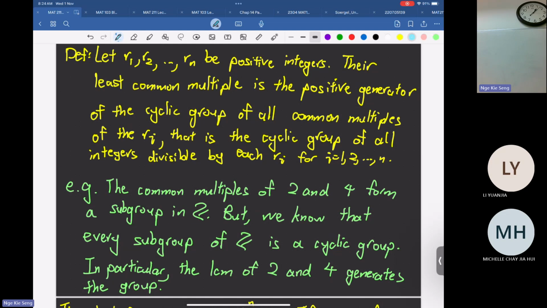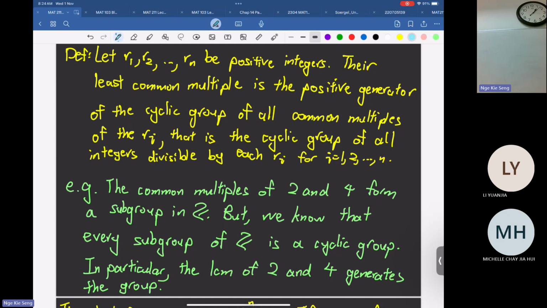So I give an example here. For example, let's say I want to find the least common multiple of 2 and 4. Use your normal knowledge. What's the least common multiple of 2 and 4? It is 4. So how do I see this from a group point of view? I consider all the common multiples of 2 and 4. What are all the common multiples of 2 and 4? 4, 8, and then 12, 16, and then 20, and so on. How about negative?